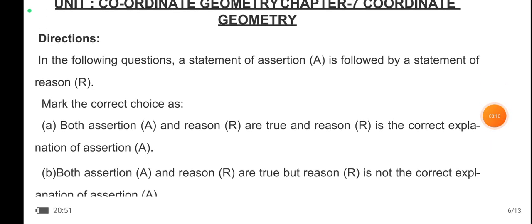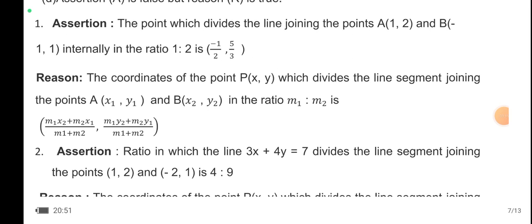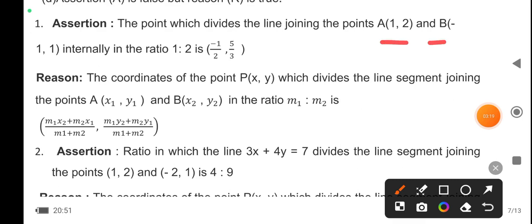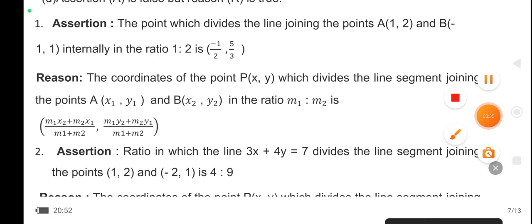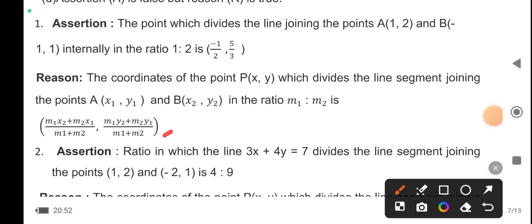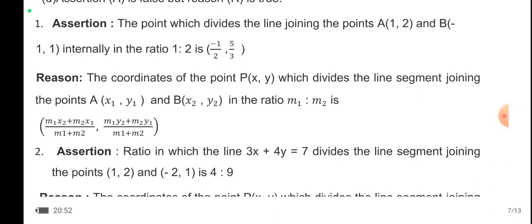Now let's go for coordinate geometry. That is also easiest only. Question number 1. They have given two points divided internally in the ratio 1:2. And for the reason, you check the formula: (m1x2 plus m2x1) by (m1 plus m2). The formula is correct. Apply it and check whether you're getting this answer or not, and tell me.